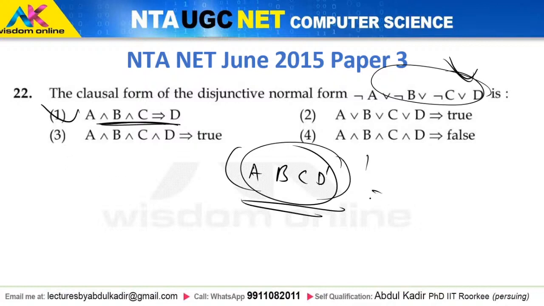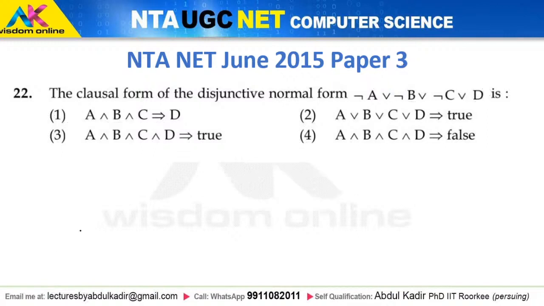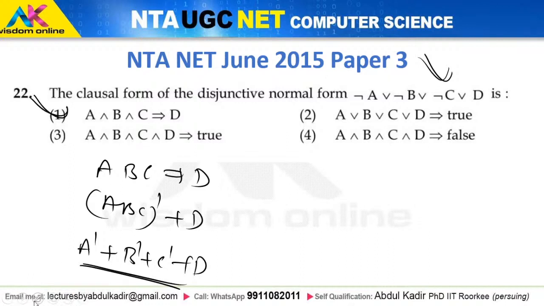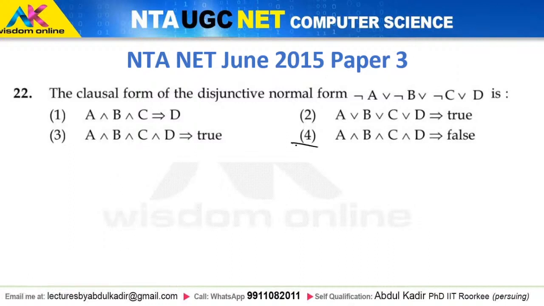Why? Because you can see option A. What is option A? ABC implies D. So you can write it as ABC complement plus D. What is ABC complement? That is nothing but A dash plus B dash plus C dash plus D, and this is our given formula. So the answer will be option A. Actually, I gave answer 4 because I thought that this is negation D.